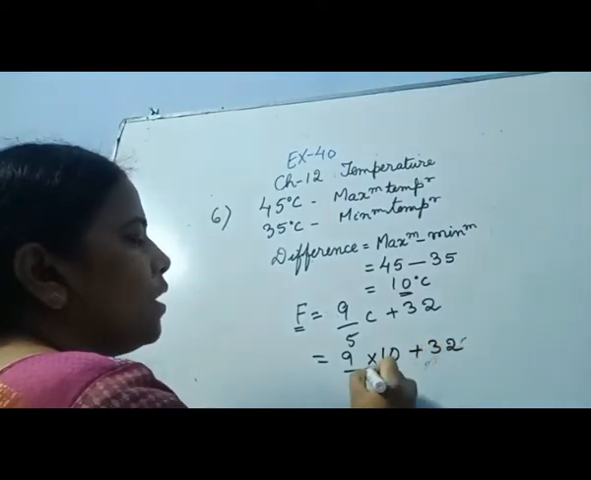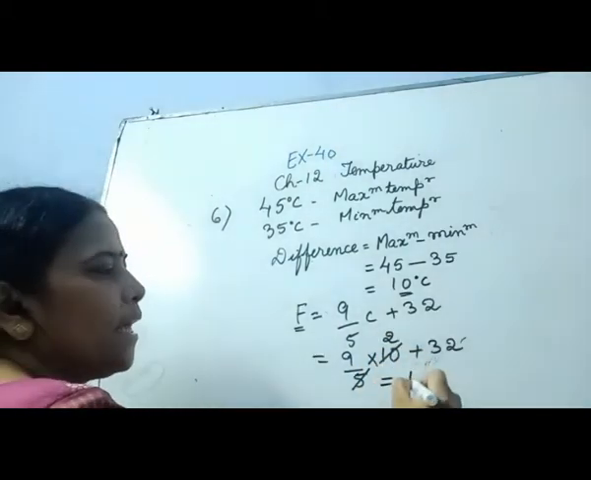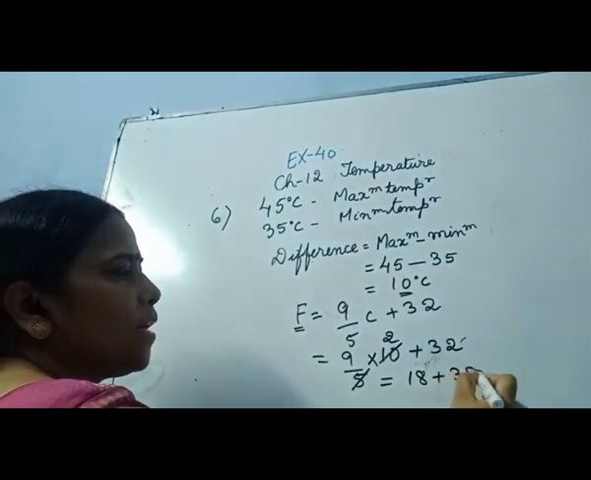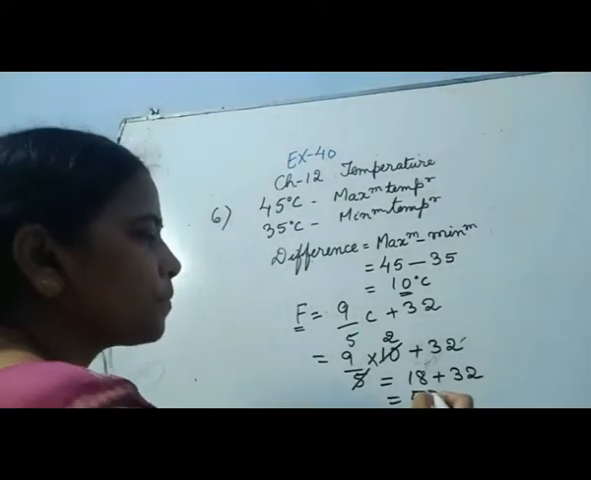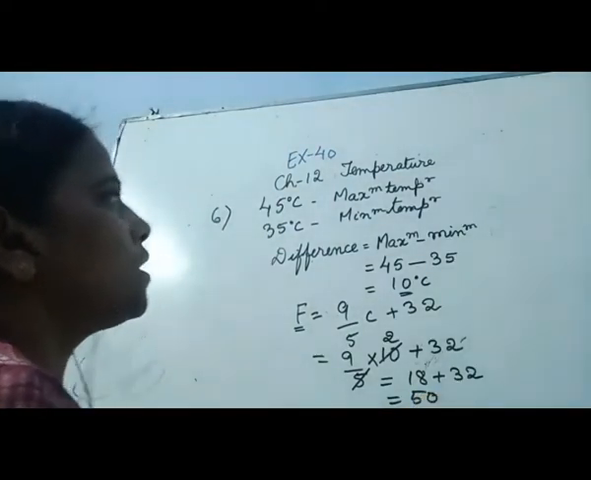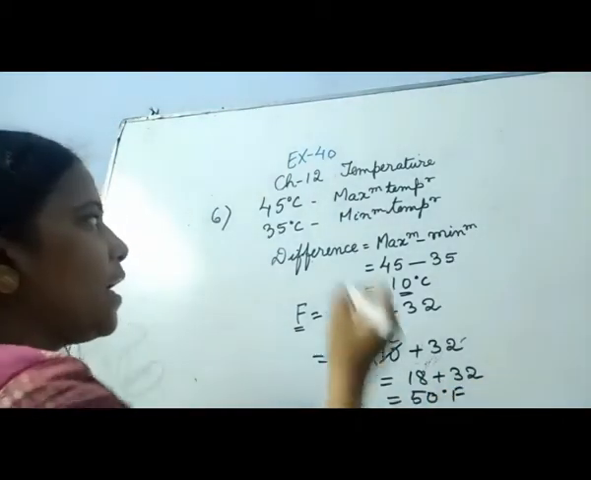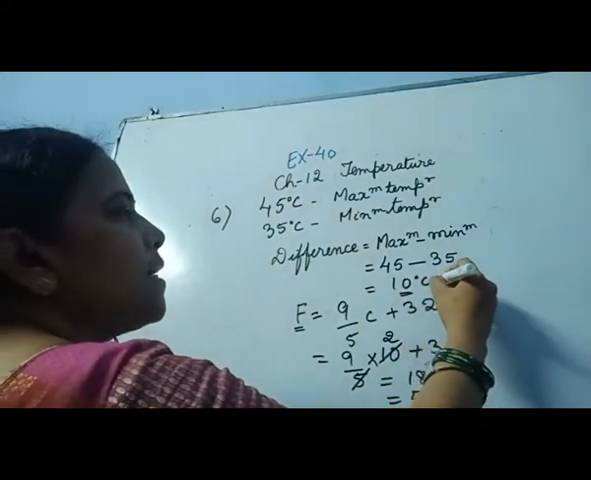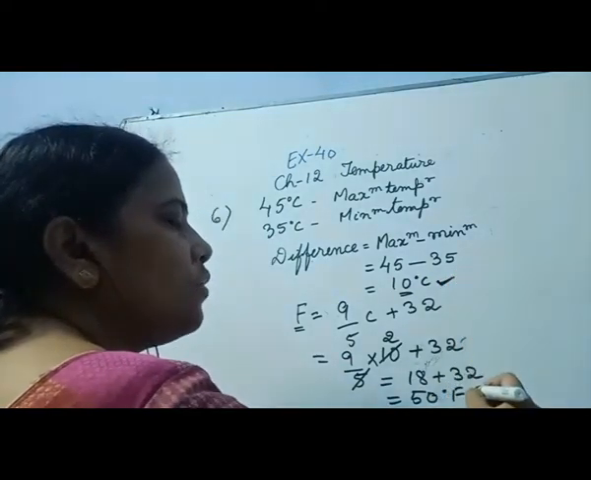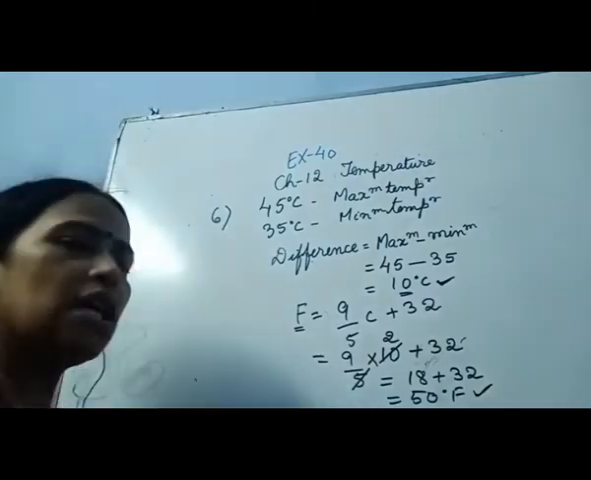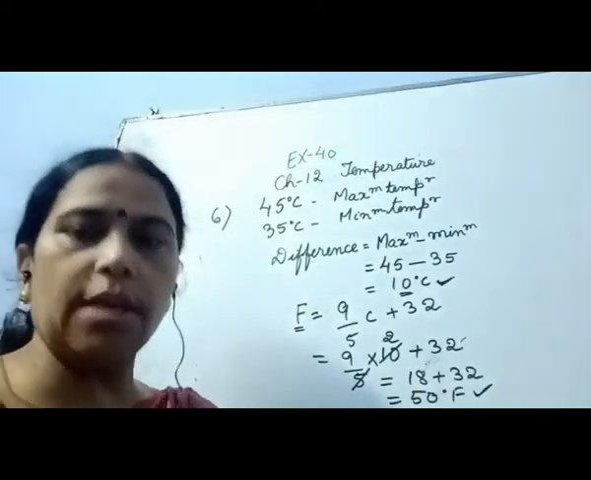Now we can simplify. This is 2 times, so this is 18 plus 32. So you get 50. And this 50 is 50 degrees Fahrenheit. The temperature in Celsius is 10 degrees Celsius. When we convert this 10 degrees Celsius into Fahrenheit, we get the answer as 50 degrees Fahrenheit. So this you had to do in question number 6.